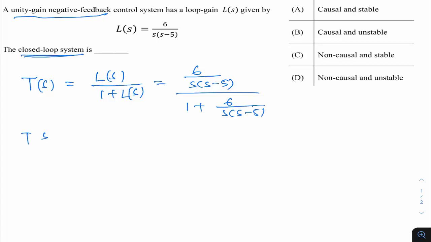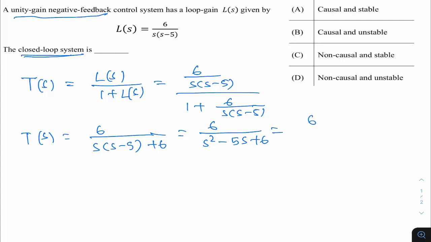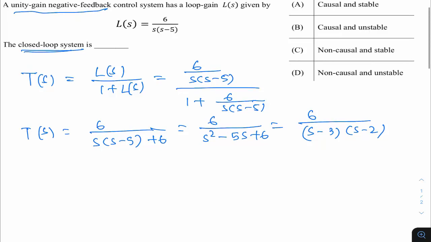Let us multiply s(s - 5) in both numerator and denominator. So this is 6 / (s(s - 5) + 6), which is 6 / (s² - 5s + 6). If I factorize this, it will be 6 / ((s - 3)(s - 2)). This is the closed loop transfer function.